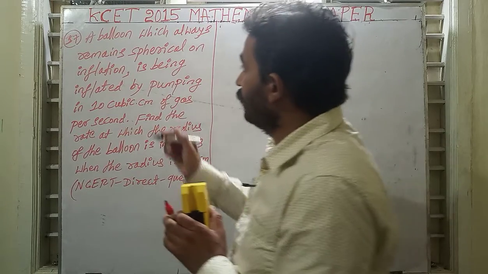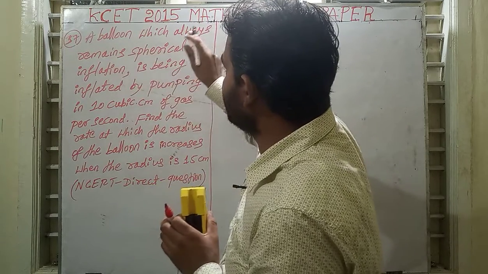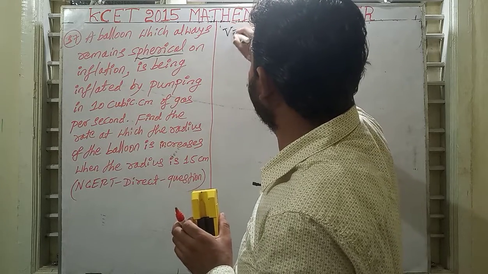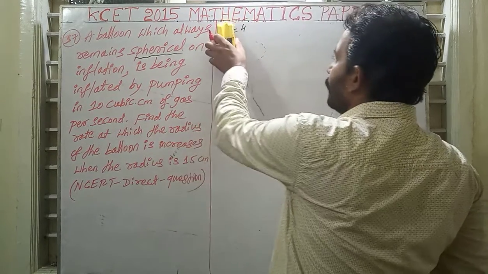So now read this question. A balloon which always remains spherical. Spherical means volume of the sphere is equal to 4 by 3. These are the given data.